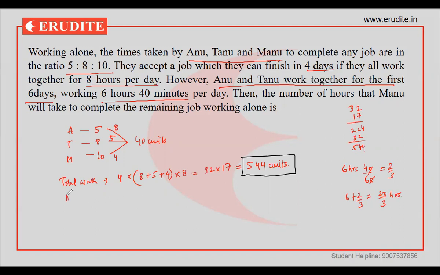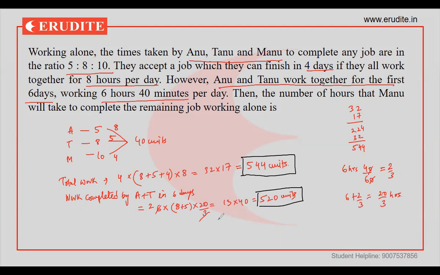So that work completed by Anu and Tanu in 6 days, working for 6 hours 40 minutes will be how much? 6 into Anu's 1 day work is 8, Tanu's 1 day work is 5, so 8 plus 5 into how many hours they are working? 20 by 3. It is going to be cancelled out. This is 13 into 40, that is 520 units. So they have to complete 544 units. They have completed 520 units.